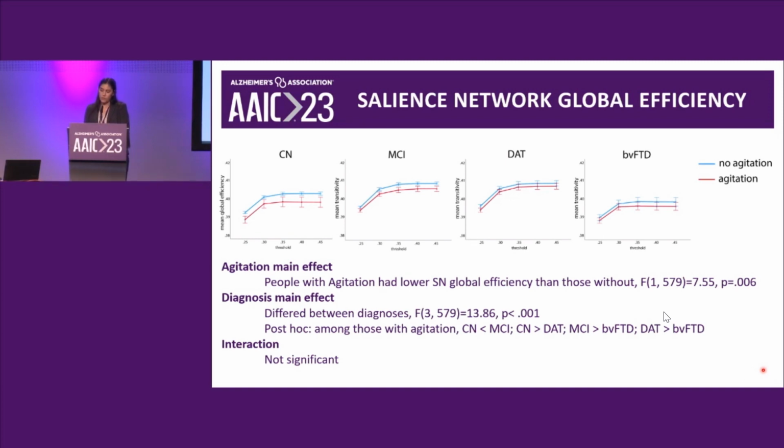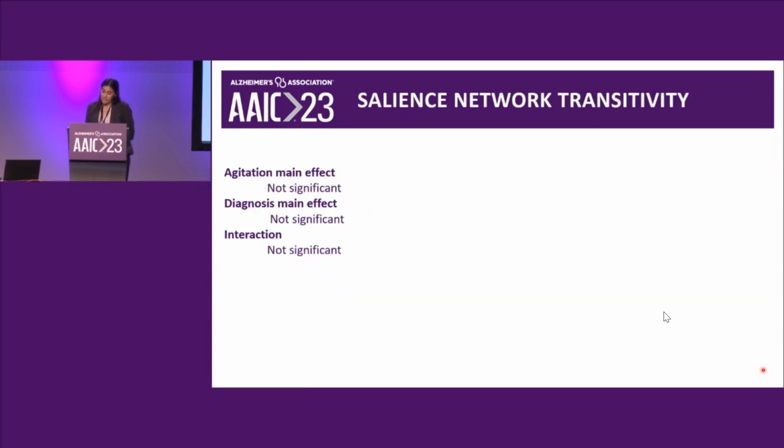However, there was also a significant main effect of diagnosis, and post-hoc tests found differences between the cognitively normal and MCI and DAT groups, and the MCI differed from bvFTD and DAT differed from bvFTD as well. However, the interaction effect was not significant. For salience network transitivity, there were no significant main effects or interactions.